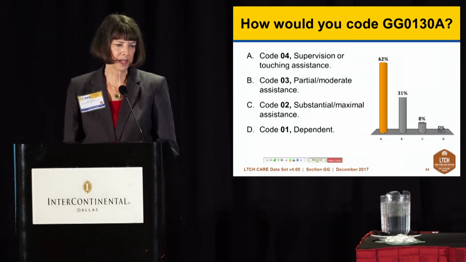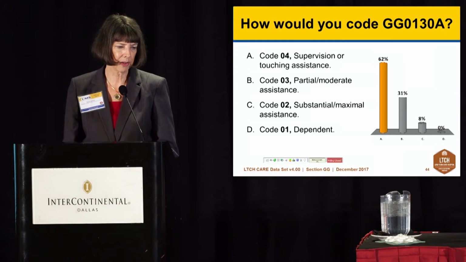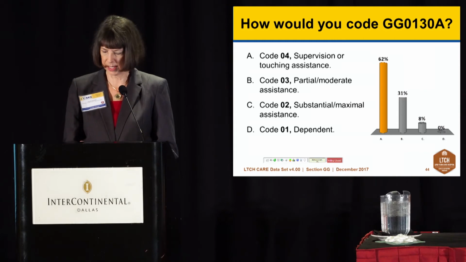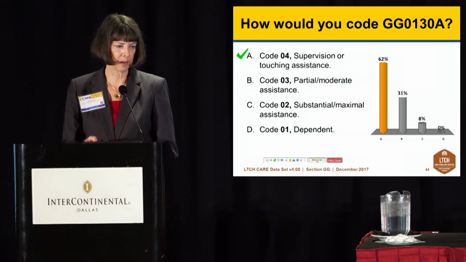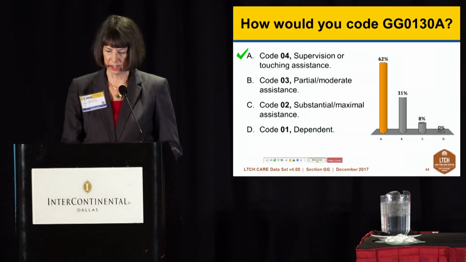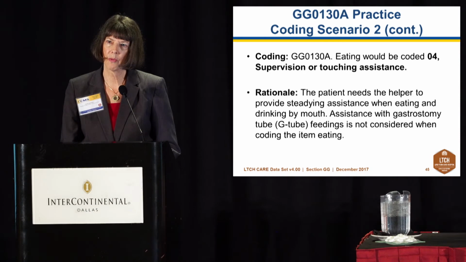Okay. We have 62% who said supervision or touching assistance. We still had 31% who felt that was partial or moderate assist, and 8% who thought it was substantial. So let's look at what the answer was. The majority got this right with 04. Let's take a look at what the rationale was here, why you would code this 04 as supervision or touching assistance.